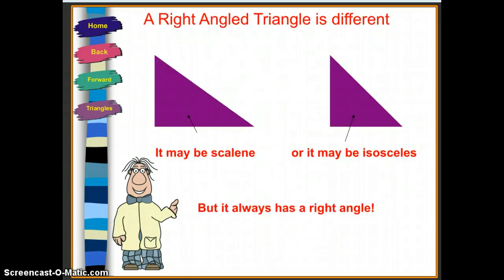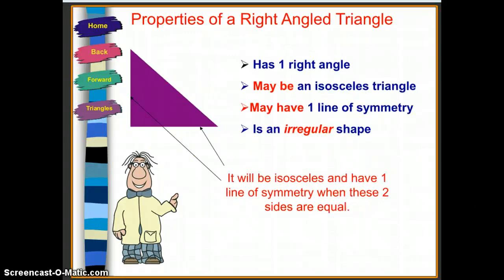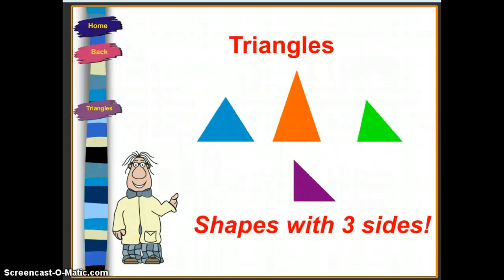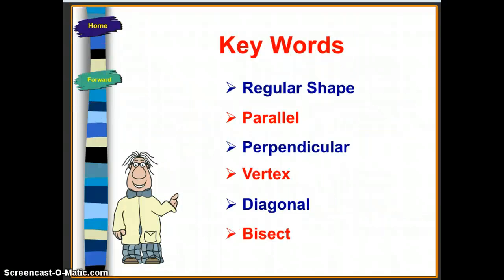Okay, there we go. It can be scalene, it can be isosceles, so you can have it where these two are the same length, or three different lengths. You're going to get a line of symmetry if it's isosceles, otherwise you won't. There we go. So we have some language.